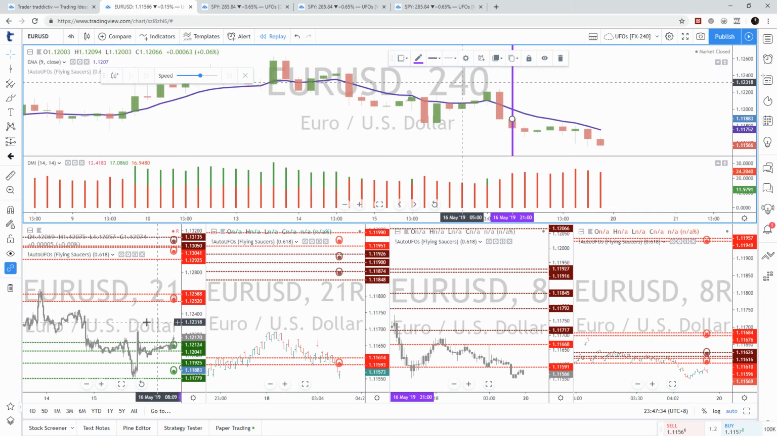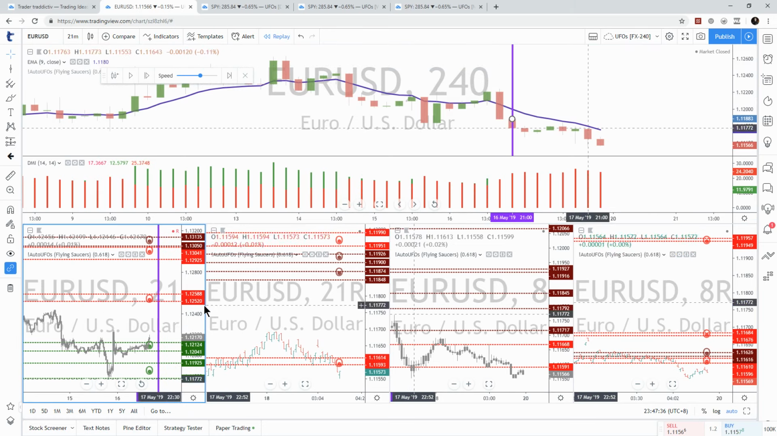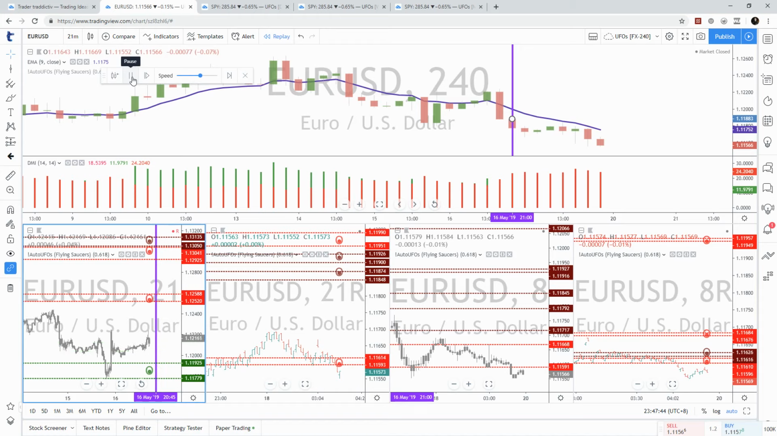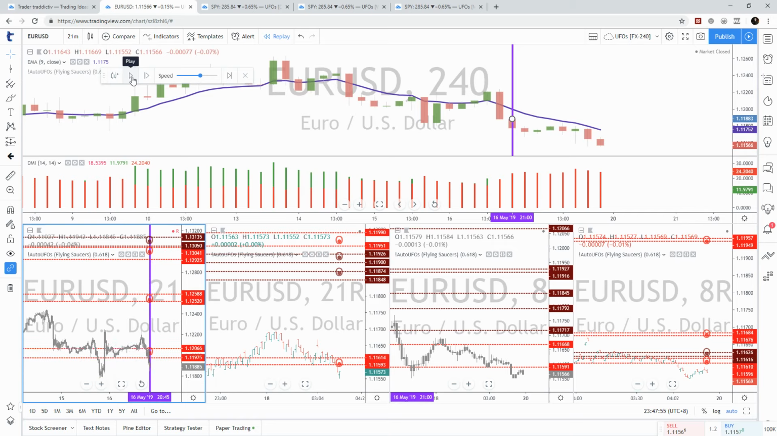Okay. And I got nothing. I got no UFOs that are 112. The one that does exist is 112.52. Okay, so what do I do? Nothing. I wait until I click play, and I wait until that market gets to the purple line. Okay, here we go. So it got to the purple line.